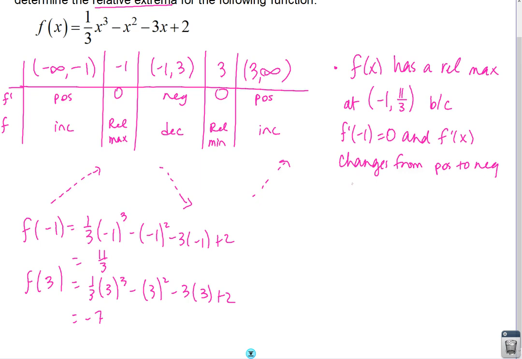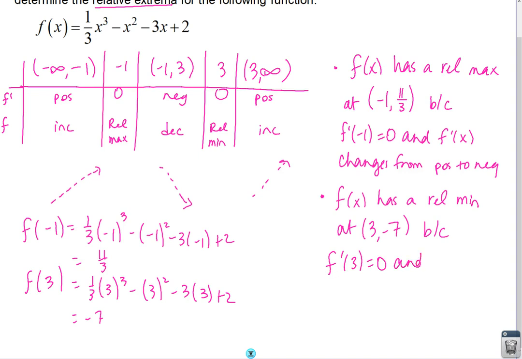I would actually just leave it as going off of the derivative, because that's really where all of this started from. These are the conclusions I made knowing what my derivative was. F of x has a relative minimum at 3, -7, because f prime of 3 equals 0, and f prime of x changes from negative to positive. Okay, what I have done with each of these explanations, I've answered the question, has a relative max at this location.